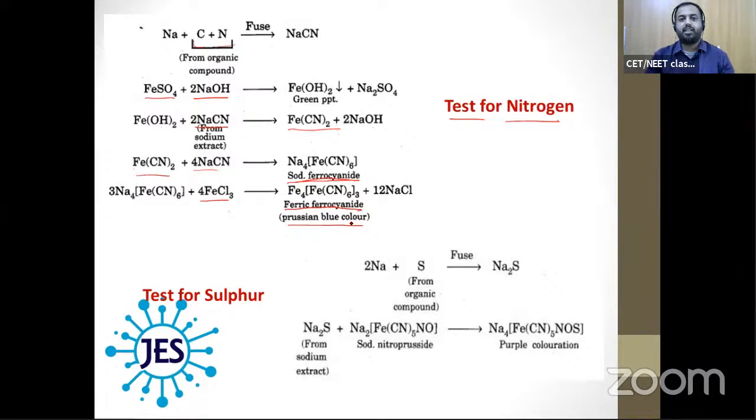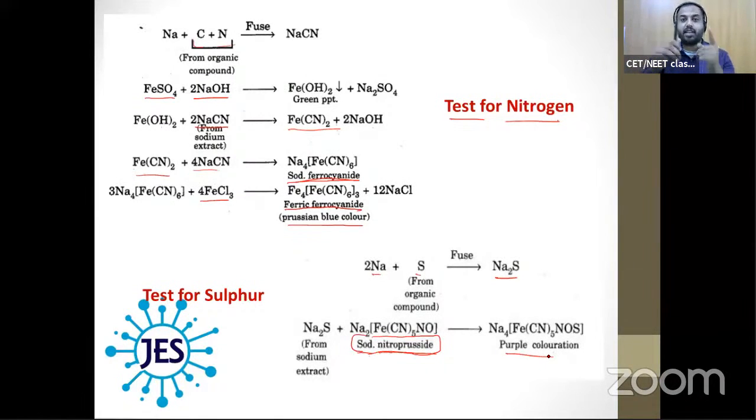Next, sulfur. How is sulfur detected? Sodium with sulfur gives you Na2S, sodium sulfide. And when sodium sulfide is made to react with sodium nitroprusside, you should remember this reagent, sodium nitroprusside. So when the fusion extract is made to react with sodium nitroprusside, you'll get a purple coloration indicating the presence of sulfur only. So test for nitrogen, test for sulfur.